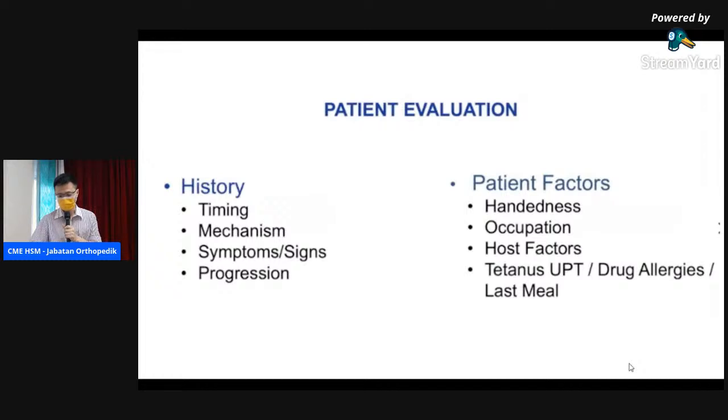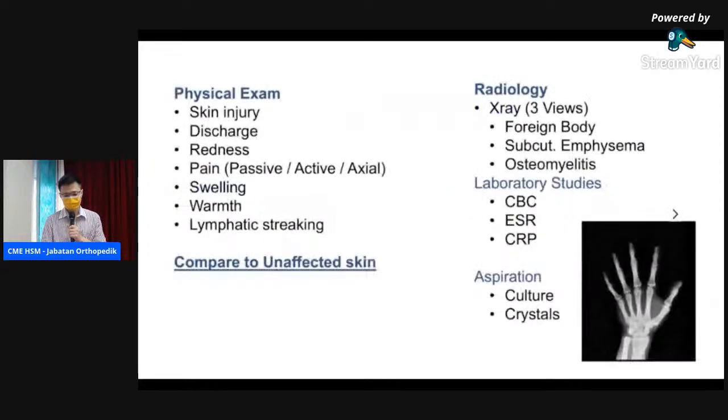surgical issues. And if you want to pick one of the most important medical backgrounds, then you want to ask about any diabetes background, because this makes up most of our infected patients. Not to forget the tetanus background and the history of drug allergies. And last meal, of course, because when we are talking about hand infections, most of them need surgical intervention, and if extensive debridement is needed, then they will need general anesthesia and need to be fasted.